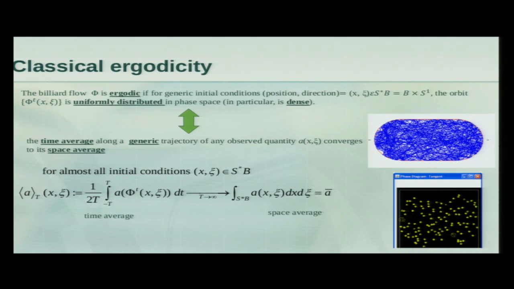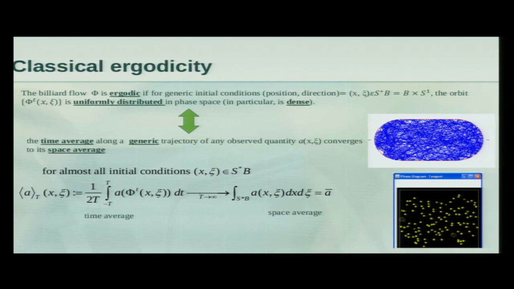So ergodicity means that a generic trajectory will densely wind around both position, and its direction will also approach arbitrarily close to any given direction. So exactly this picture here. So a generic trajectory, not all trajectories, but generic trajectories will be uniformly distributed in phase space.